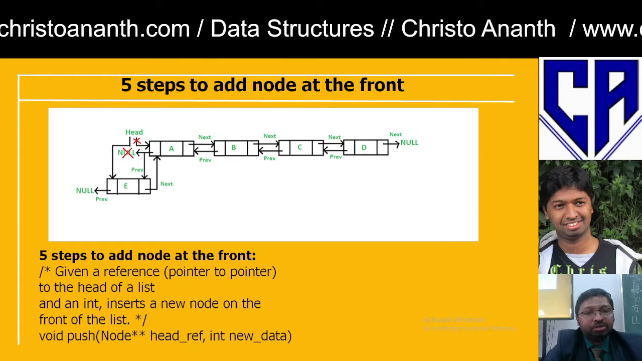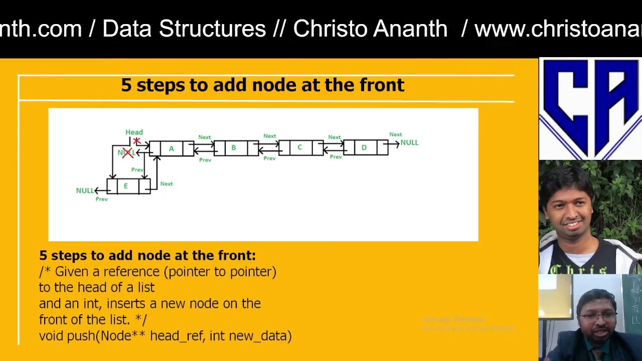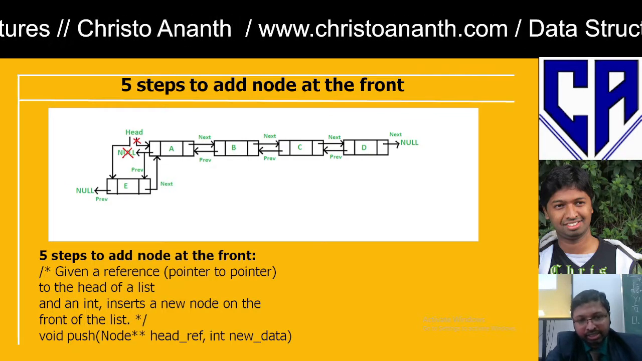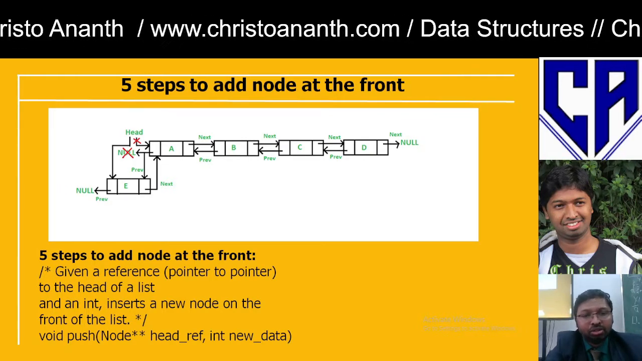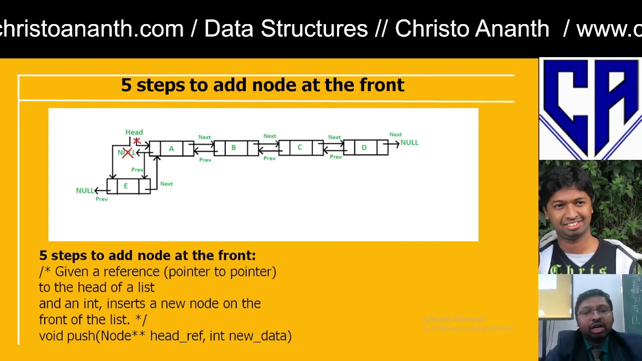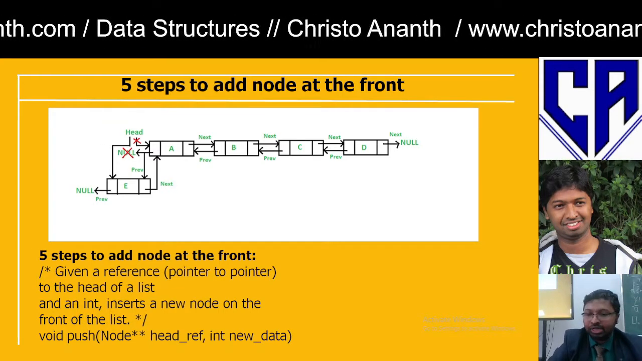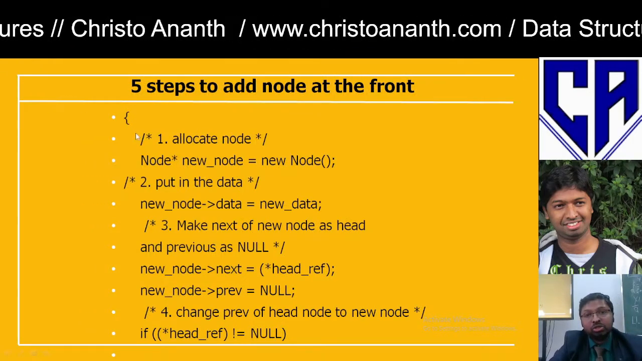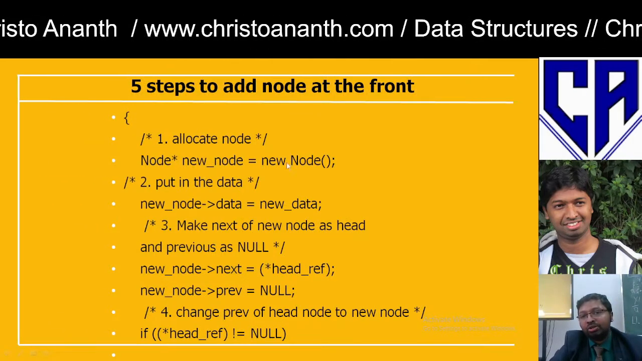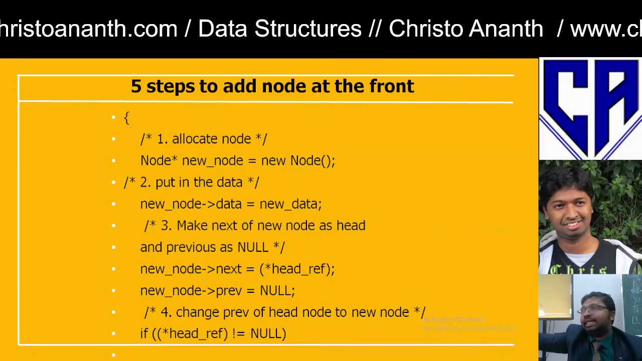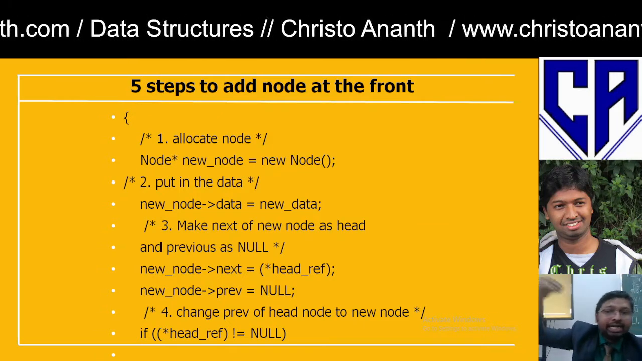So this is how you add a node at the front, given a reference pointer to the head of the list and an int, which is going to insert a new node on the front of the list. So you have void push(node** head_reference, int new_data), and first of all you are going to allocate the node. So node* new_node, and then you are going to add in the data.